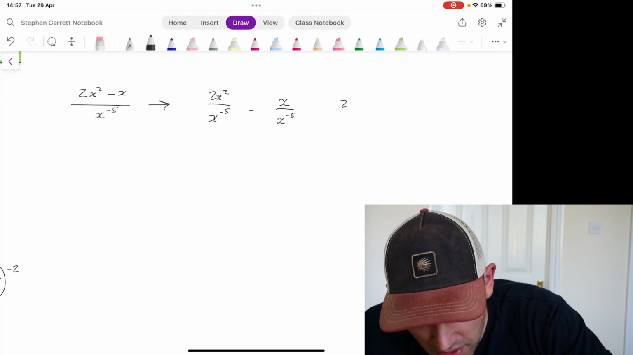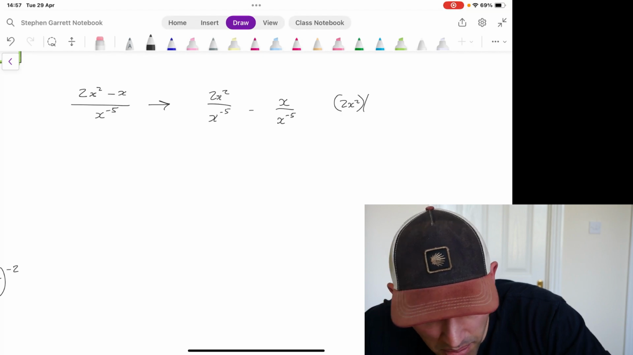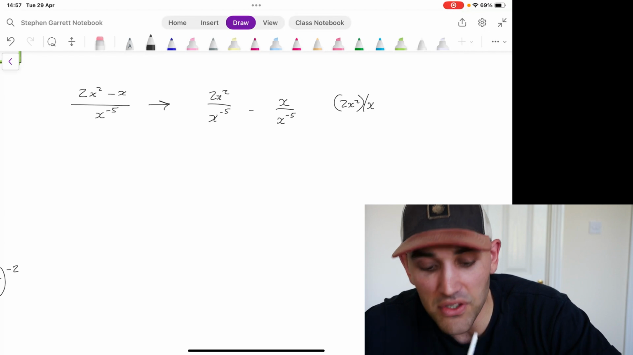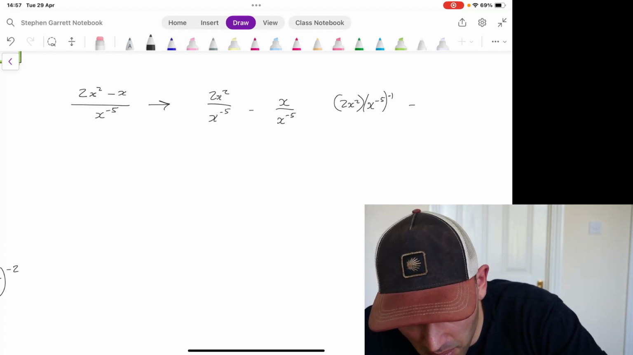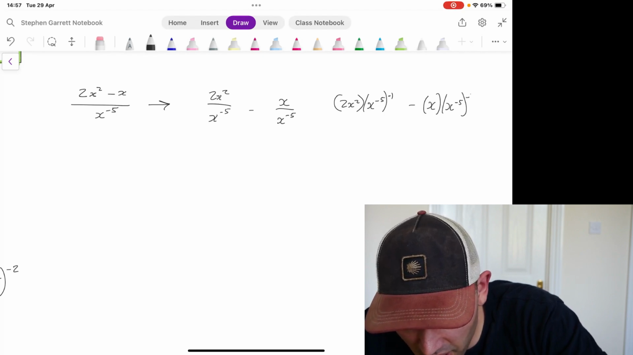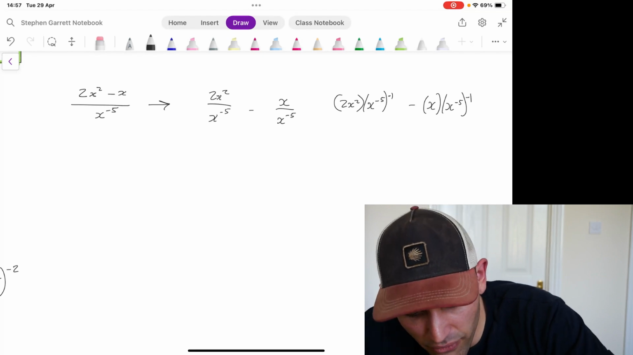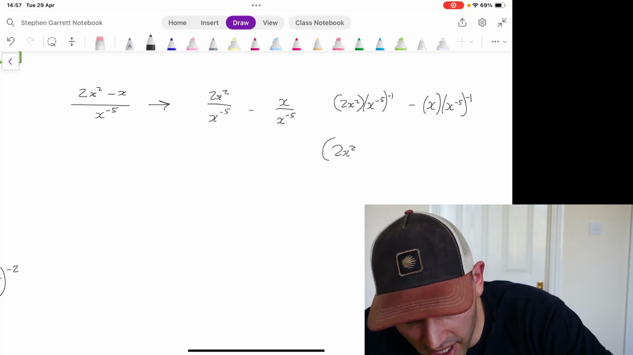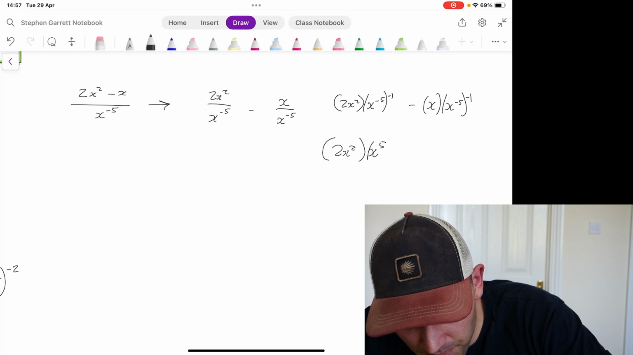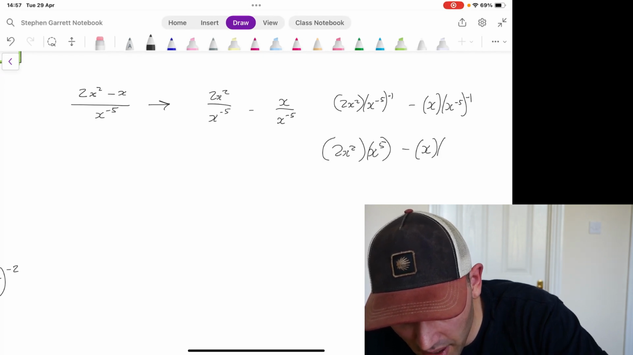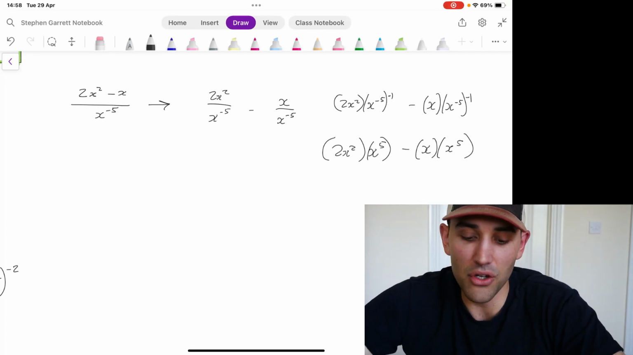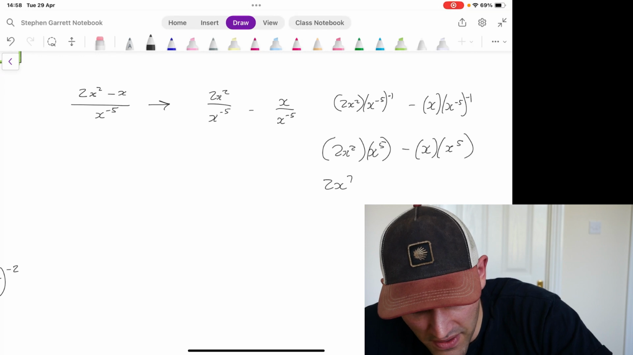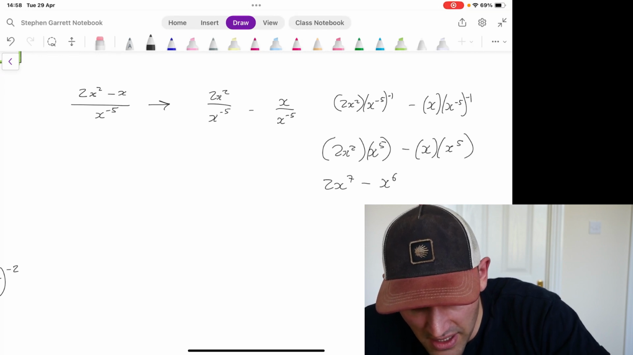Well, it's going to be 2x squared multiplied by x to the power of, should we do the intermediary steps? So let's go minus 5 to the power of minus 1, minus x to the power of minus 5 to the power of minus 1, okay, which therefore equals 2x squared x to the 5 minus x to the 5. Okay, so now all I have to do is go through and add the powers in the normal way. So I have 2x to the 7 minus x to the 6.